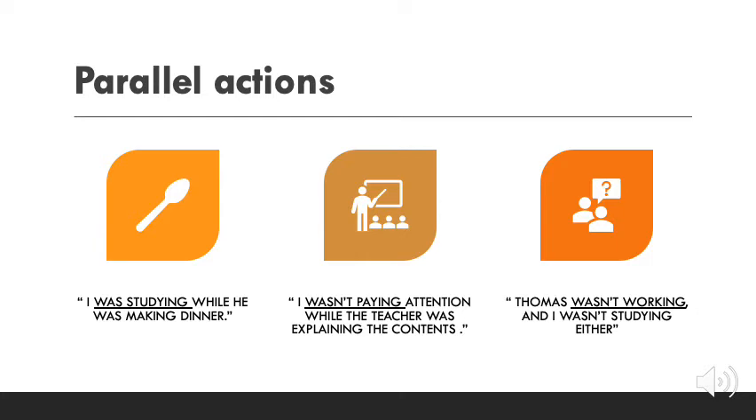And the third example is Thomas wasn't working and I wasn't studying either. So the two of you were together, Thomas and you, and Thomas wasn't working at the same time that you were not studying. So, how do we connect these two sentences? We use the word while, as you can see in the three examples.